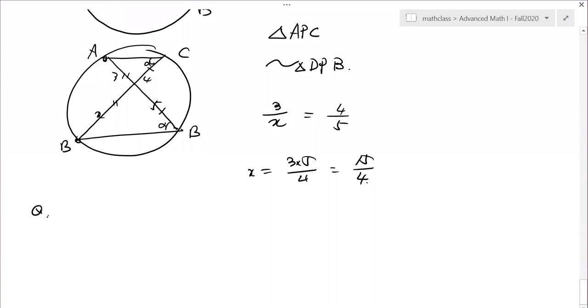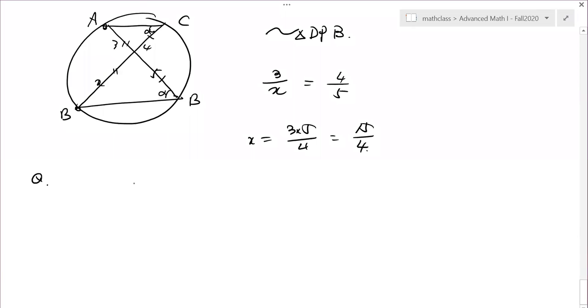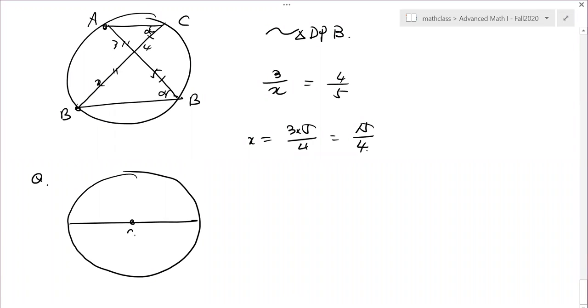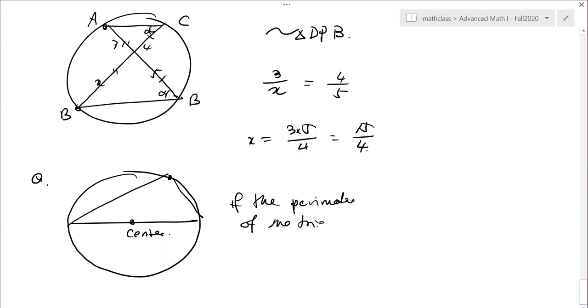Right, so the next problem I want to try is I have a circle again. This is a center, right? And so I have a triangle. If the perimeter of the triangle is going to be 60, what is the area?